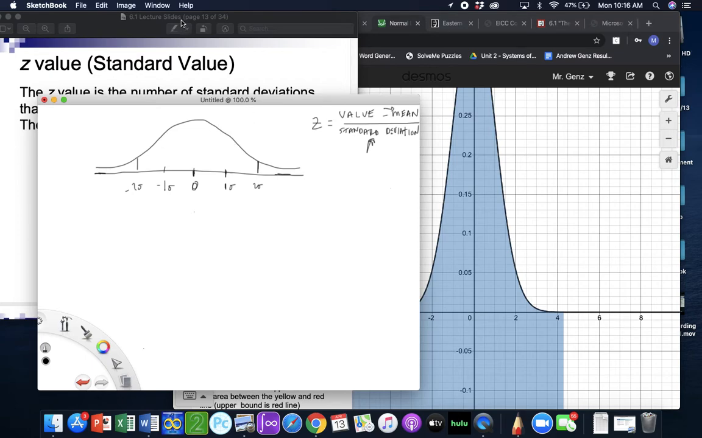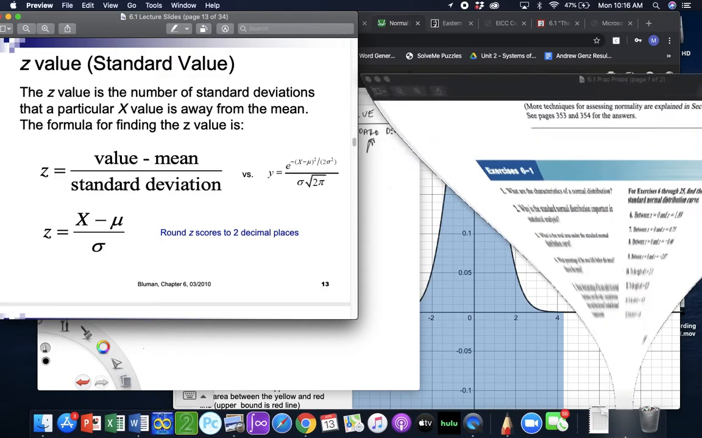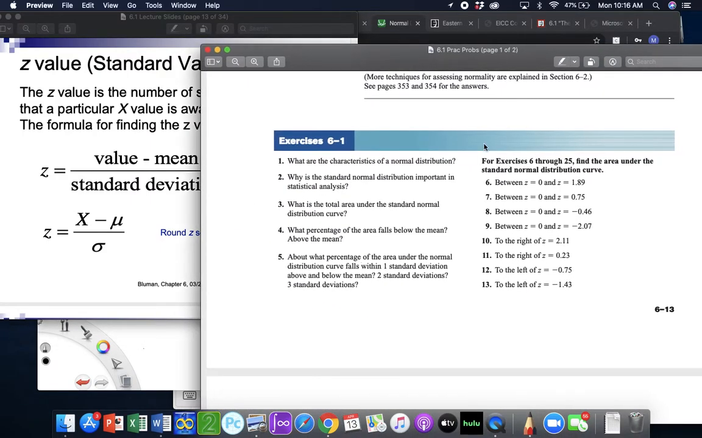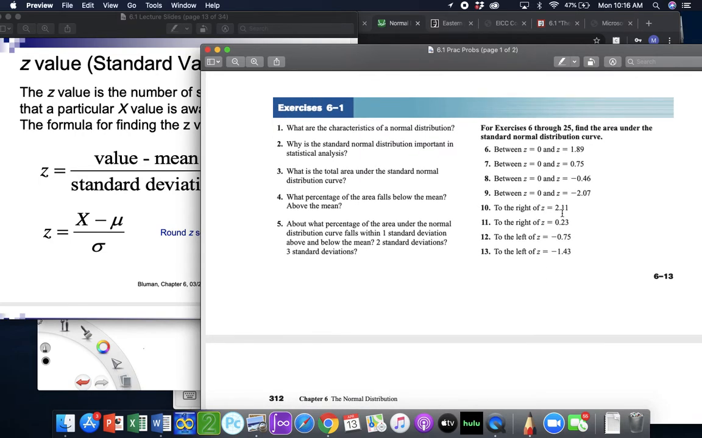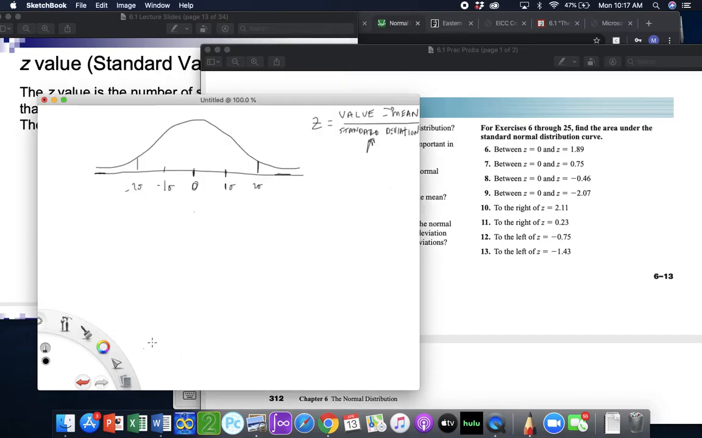What you'll notice in your practice problems is that it's going to ask you to find the area under the standard normal distribution curve to the right of z equals 2.11. So what it's asking for is the area of this space beyond 2.11, and we would have to find that. In the next video, I'm going to go through some of these example problems from your practice. This video hopefully gives you a general idea of how the standard normal distribution works.